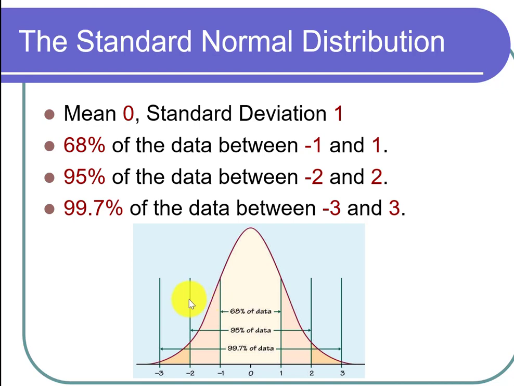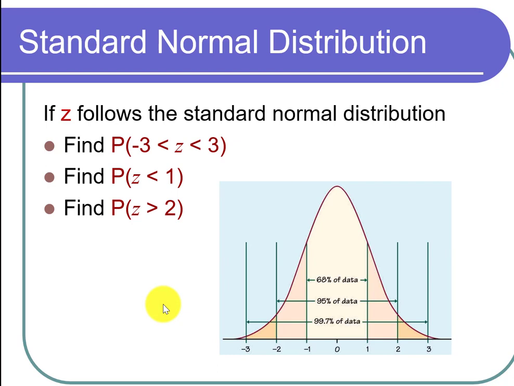So now let's take a look at some example problems where we have to find probabilities, or given a probability, find the values. If z follows the standard normal distribution, the first question is find the probability that z is between -3 and 3. The second question is find the probability that z is less than 1. And the third question is find the probability that z is greater than 2.